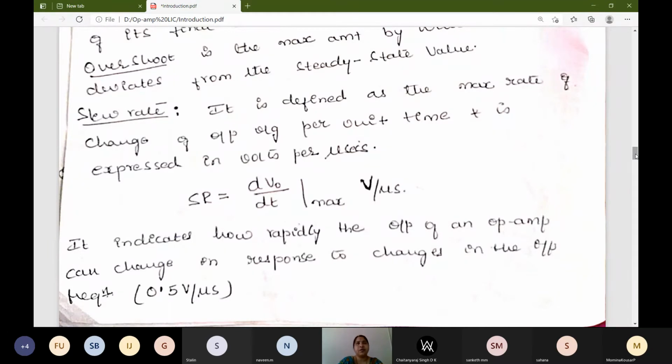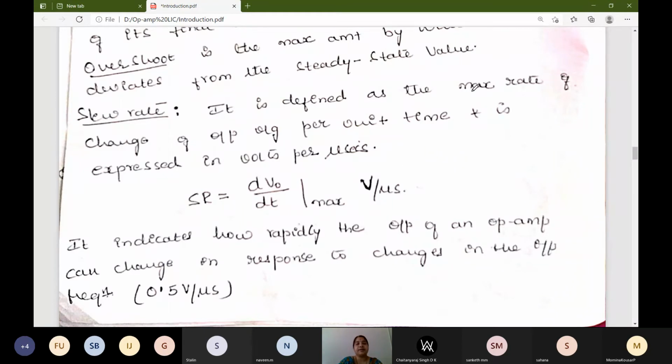The moment we give the input, we will not get the output immediately because we have some passive devices inside. We have resistors, we have capacitors. So it will take some time for the output to reach the required value. That time is known as slew rate, and we express the slew rate in volts per microsecond. That is the unit we use.